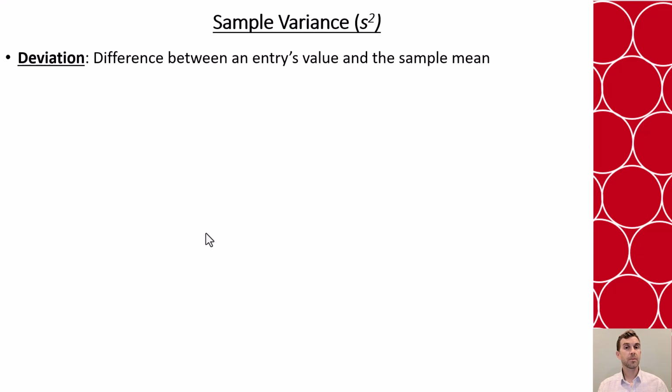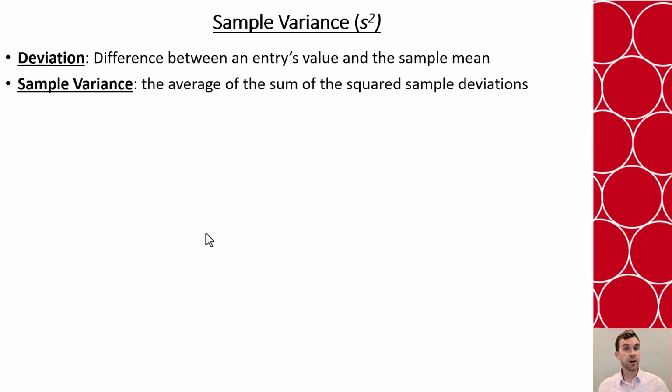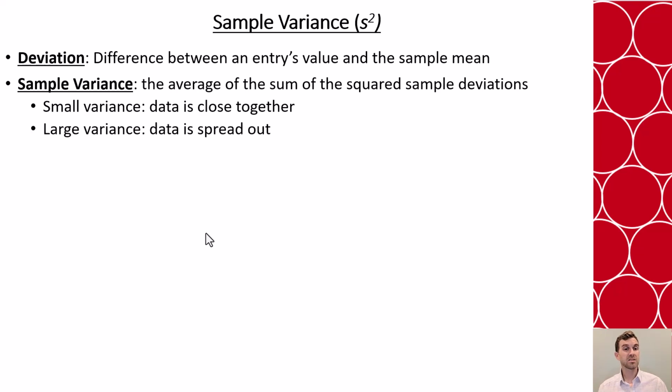Now, when we're talking about these terms, variance and standard deviation, we've got to understand what they mean. The word deviation is talking about the difference between an entry value and the sample mean. And when we're talking about the sample variance, what we're going to do is average the sum of the squared sample deviations. Now, if that's a small variance, we know the data is relatively compact. There's not a lot of variability from one data point to the next. Whereas when the variance is large, that means our data is very spread and there's a lot of variation in the values that created that mean and median.